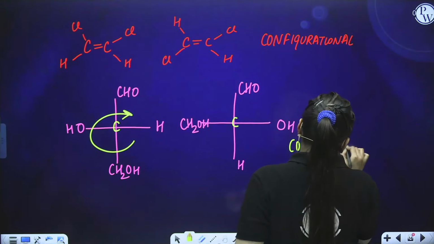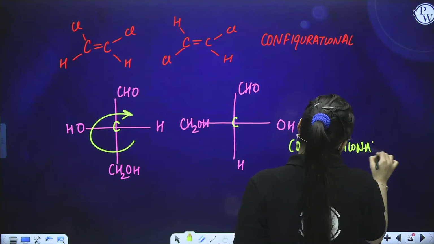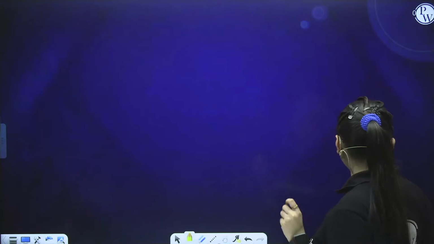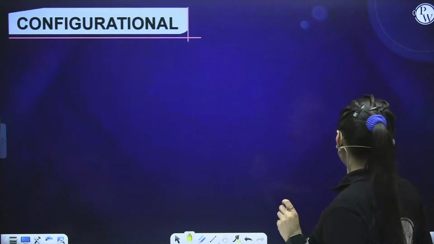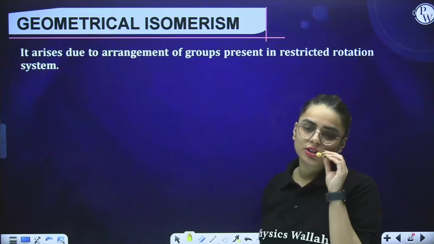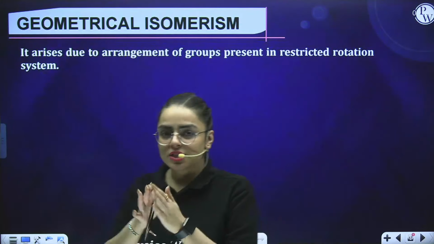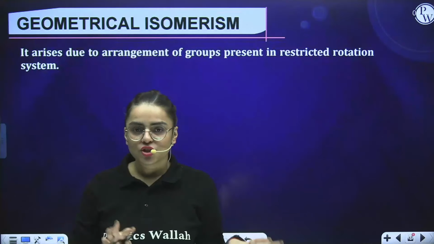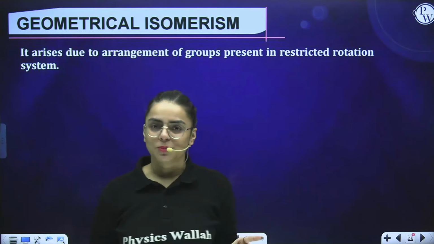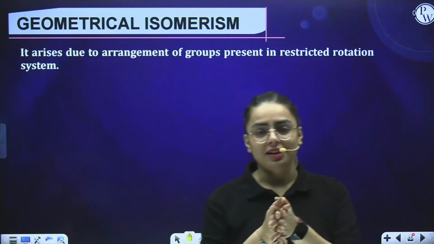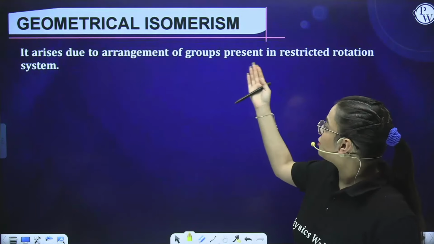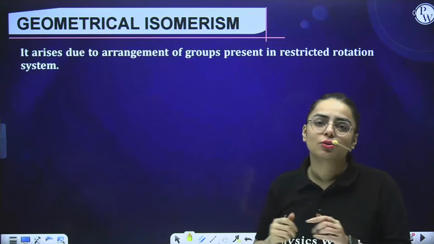Now you can easily identify between configurational and conformational. I hope so. Now students, comes the very first topic. We have already done configurational. Now moving forward towards geometrical isomerism. As I told you, first we classify into configurational and conformational, then we study in depth geometrical and then optical. So what do you mean by geometrical isomerism? First of all, geometrical isomerism arises due to the arrangement of groups present in restricted rotation.